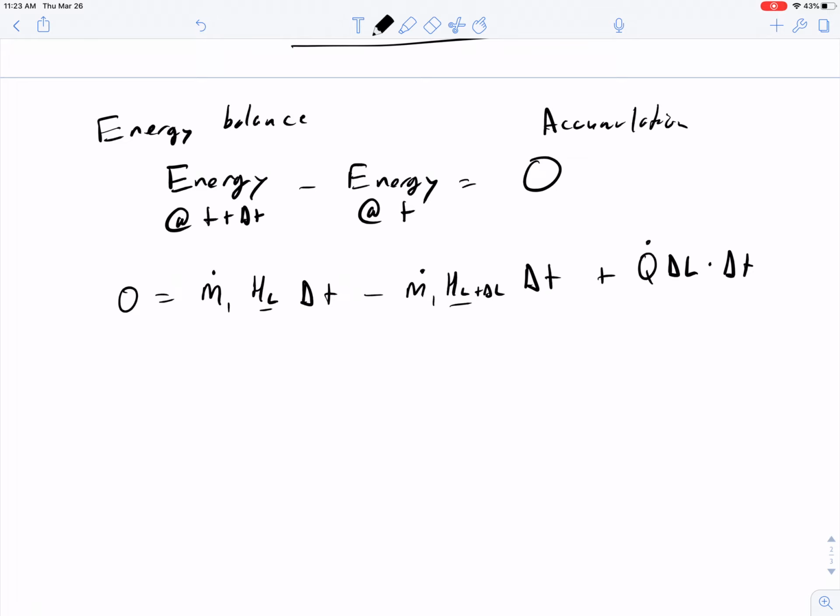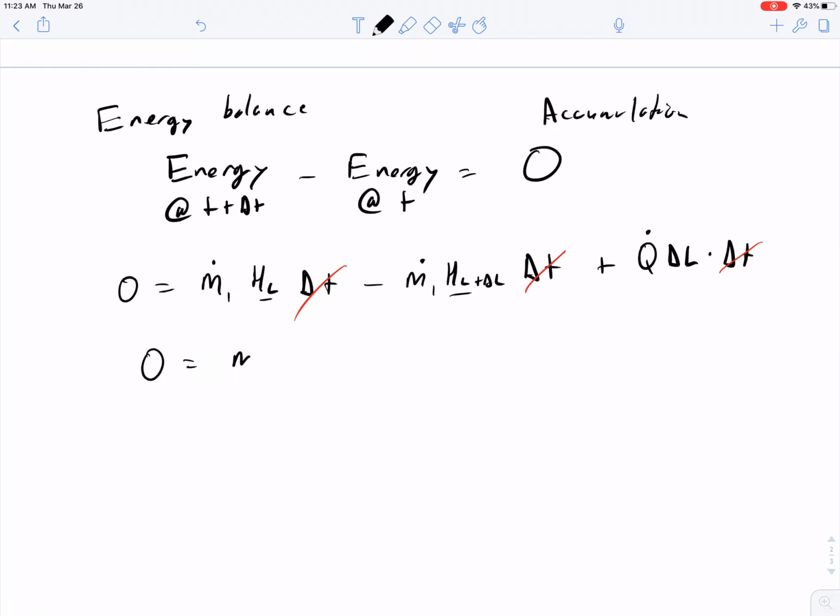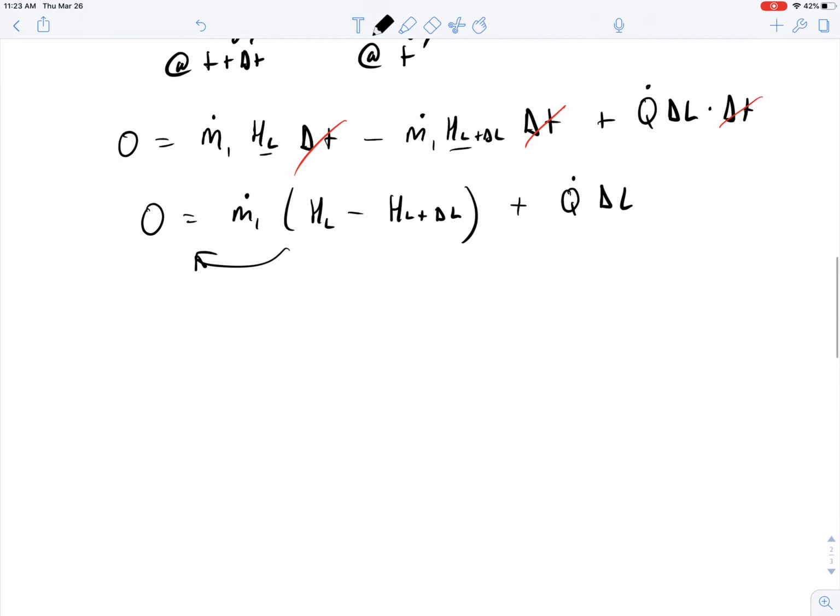So again, we're able to just eliminate the delta t's by dividing through by them because it's a non-zero small number, and we're left with a simpler equation. 0 equals m1 times h at L minus h at L plus delta L. Okay, there's a mass flow rate, be careful with that, plus Q dot times delta L. Move this to the other side, and we're going to have M1 times h at L plus delta L minus h at L. I've got to get the underbars there to make sure that we're doing it per unit mass. And this is going to be equal to Q dot delta L on the other side of the balance equation.